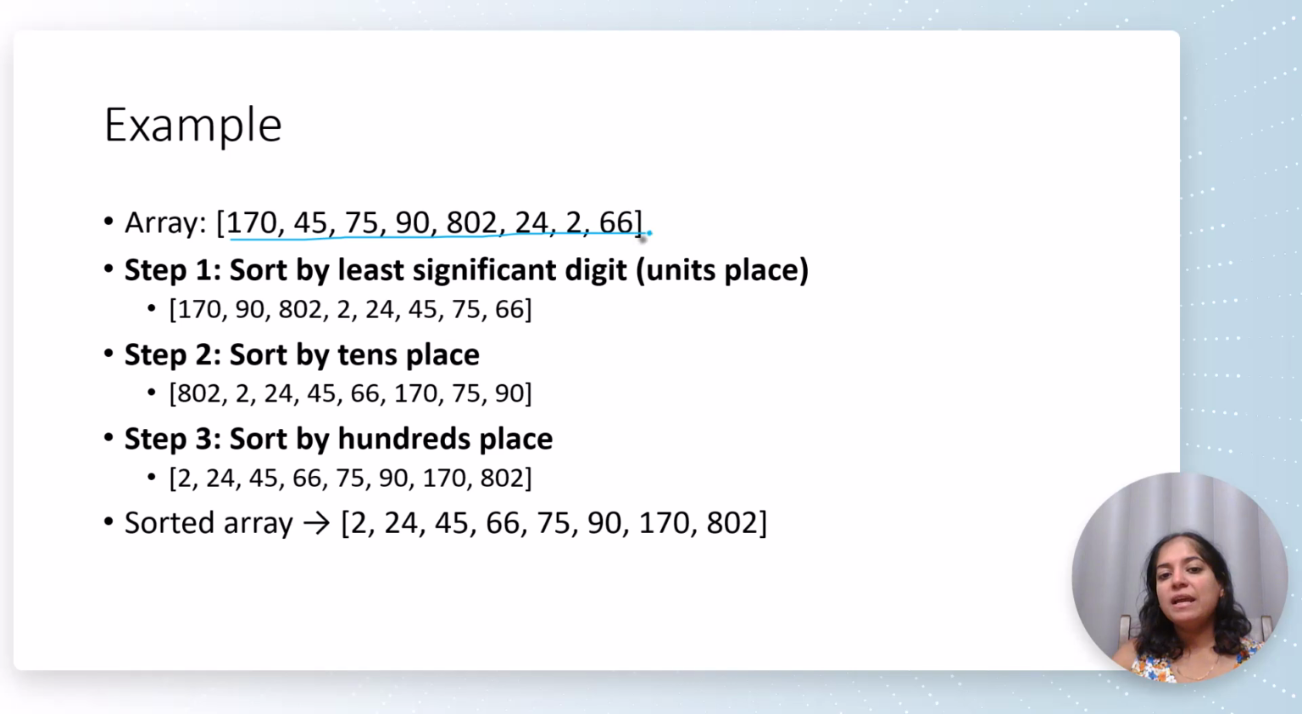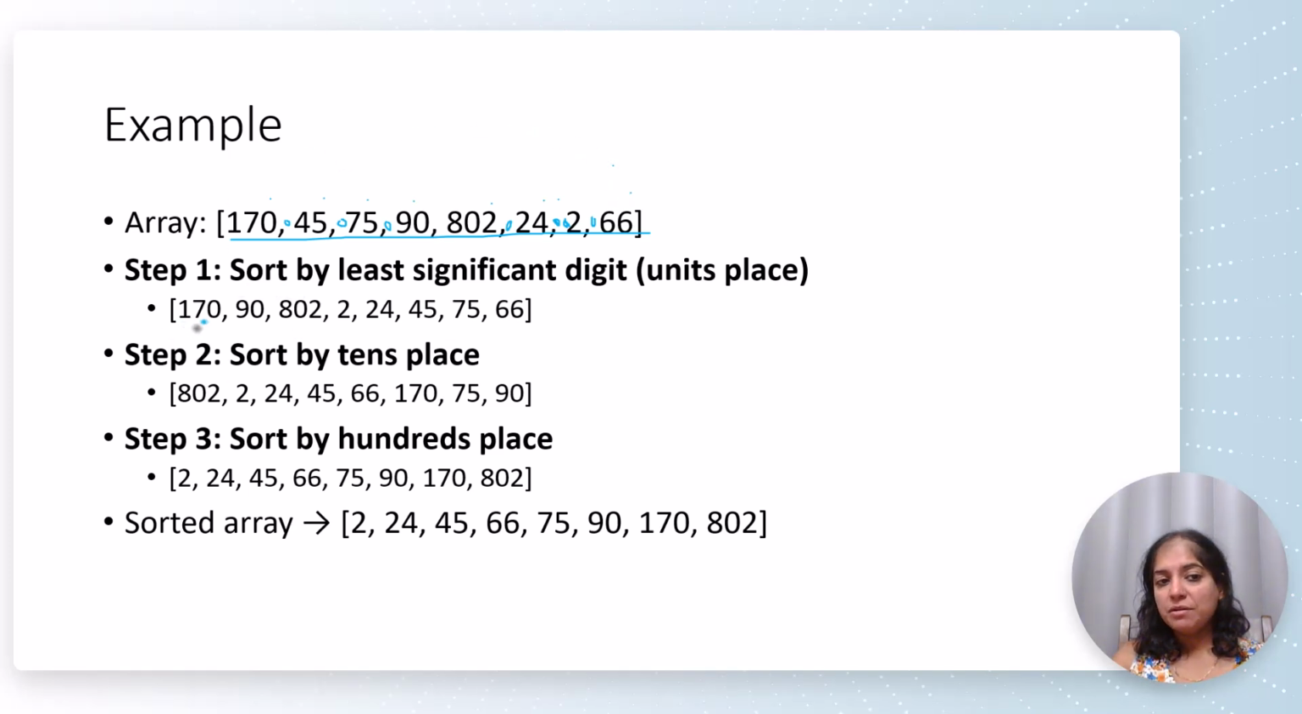For example, we are having this array. Now we compare the elements on the unit place, that is the least significant digit. For example, this element is 045, this is 075, 090, because we are making all the elements the same length. So it becomes 002 and then 066. Now if we compare the elements based on the least significant digit, it is 0, 5, 5, 0, 2, 4, 2, 6. So put your elements in the sequence of the least significant digit.